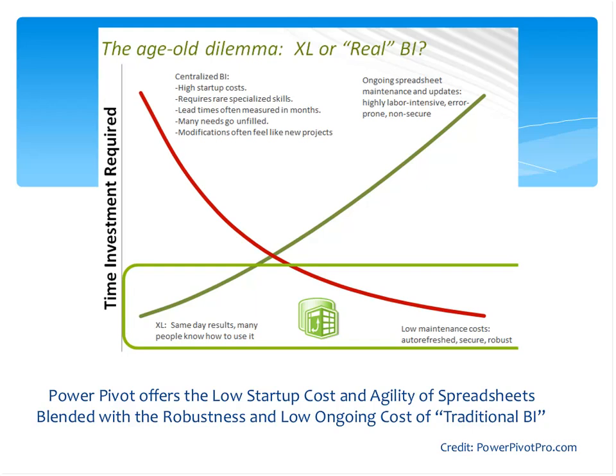So what PowerPivot is trying to do is offer the low startup cost and agility of spreadsheets, essentially being able to start immediately. Use Excel so you can get results the same day, and most people know how to use that. It's also blended with the robustness and low ongoing cost of traditional BI, because behind the scenes PowerPivot uses a technology relatively similar to what is done in full-blown BI with OLAP technology. It's a very robust product, and it allows easy control over data access, as well as easy refresh of the data sources.